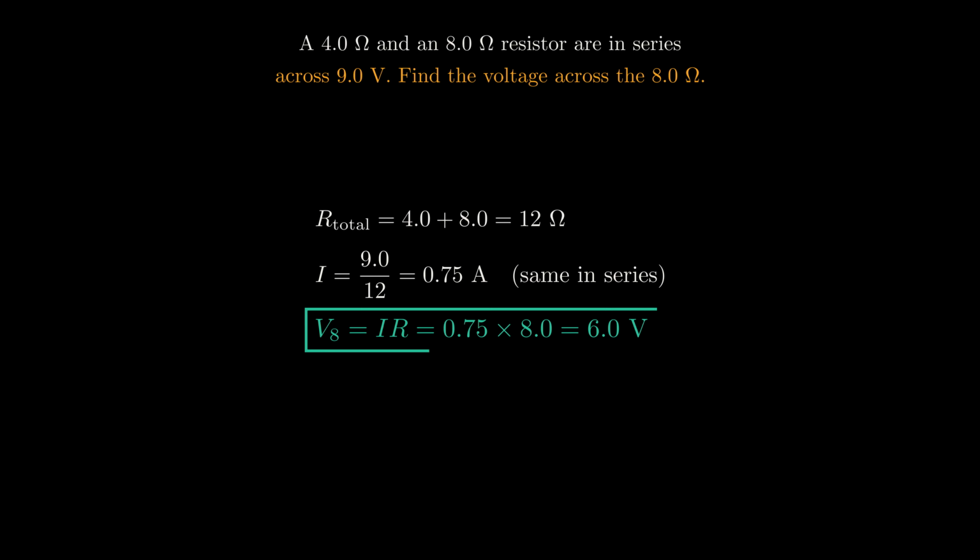Notice the shortcut, the potential divider rule. Each resistor takes a share of the voltage in proportion to its resistance. So the 8 ohm grabs 8/12 of 9 volts, straight to 6 volts. The bigger resistance always takes the bigger share.